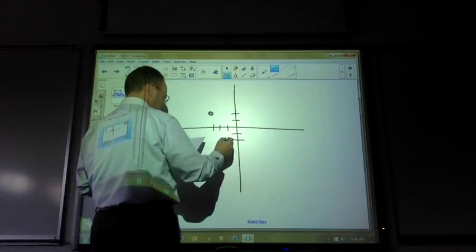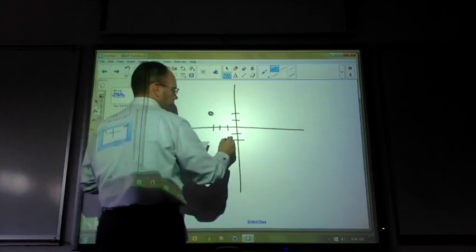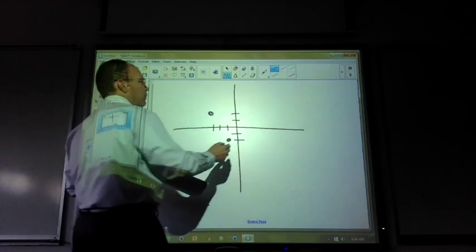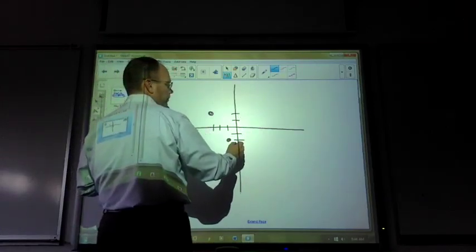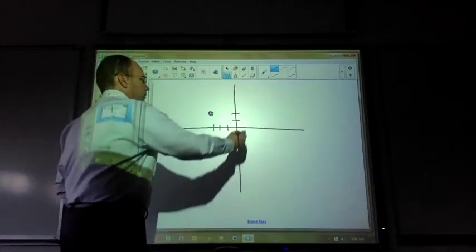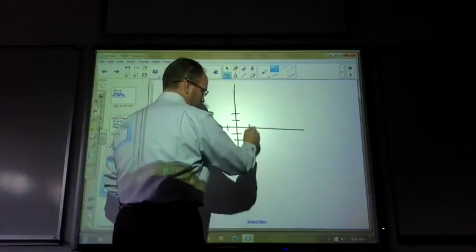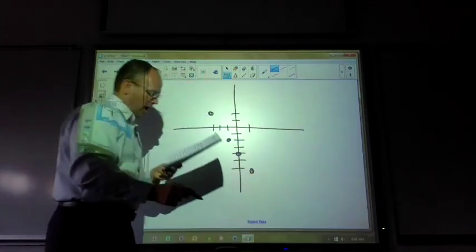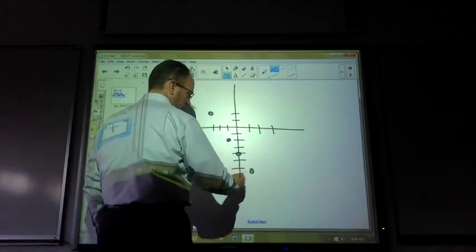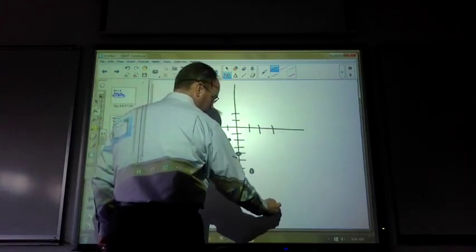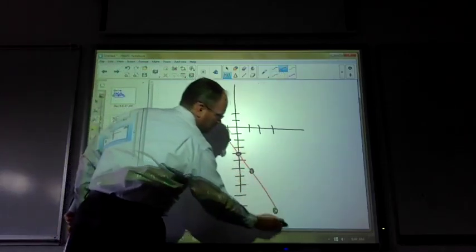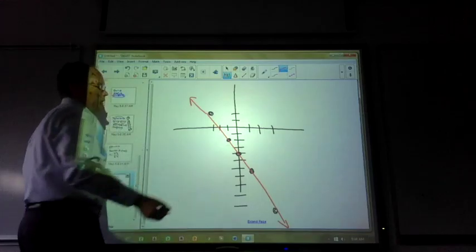Negative 2? At 0, I'm at what? At 1, I'm at what? At 3, I'm at what? That forms a straight line. Let's just pretend I can draw straight.